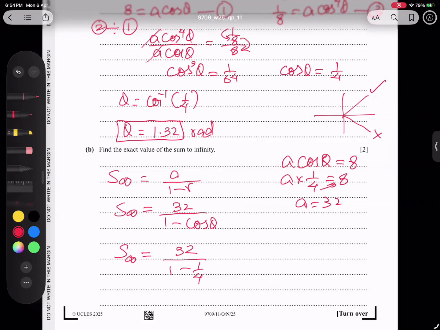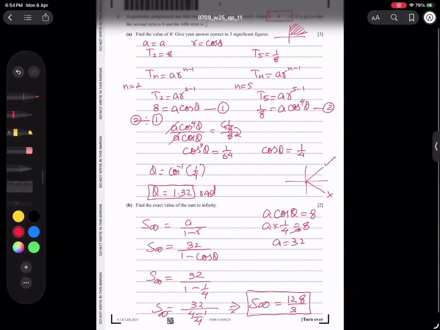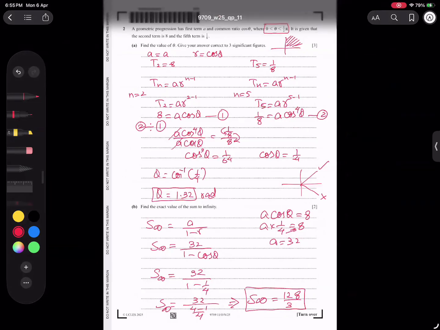And then when I take the LCM down, I get 4 ones are 4, 4 minus 1, this one. So I'm getting finally here, this 4 flips up and over 3. So 4 twos are 8, 4 threes are 12, over 3. And 120, he said exact value, and this is our required answer. And I hope the concept of the question is complete.